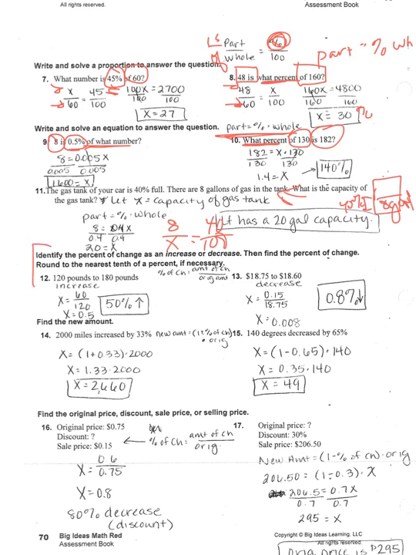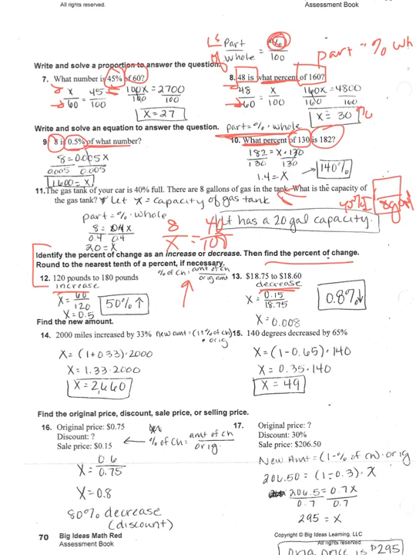This next piece here, we're using a different equation, a different formula. It says to identify your percentage change as an increase or decrease. So you have to state, is it the increase, is it the decrease? Then find the percent of change. As soon as you see the words find percent of change, automatically go to this formula. Percent of change equals amount of change over original amount.